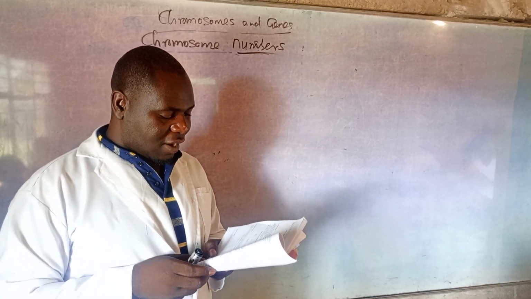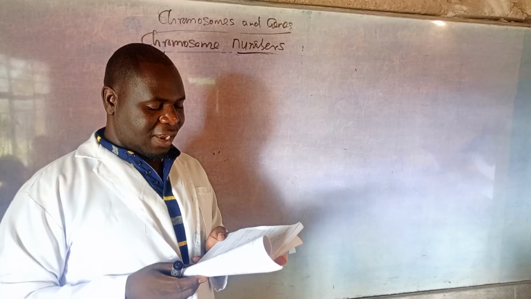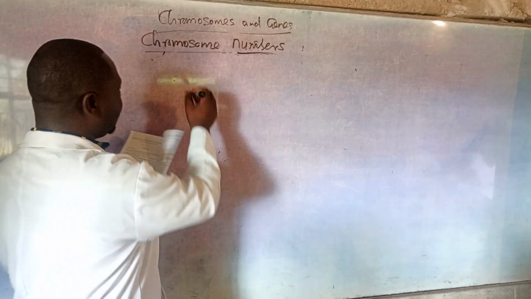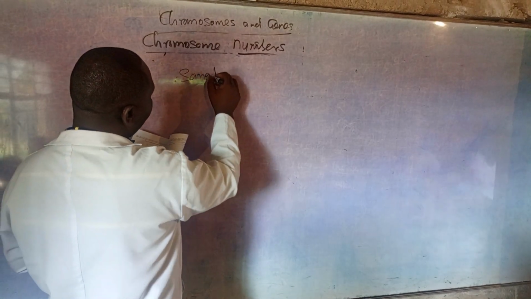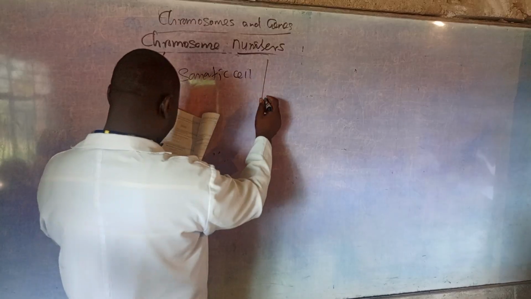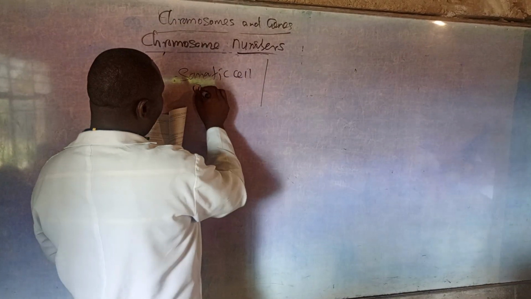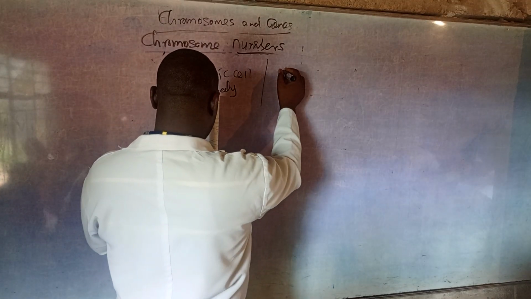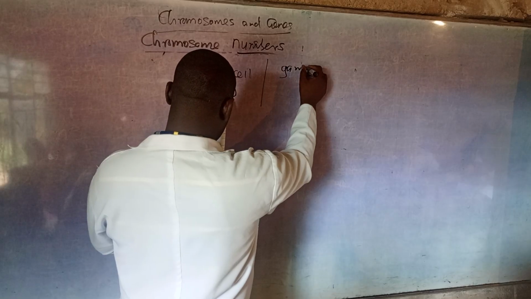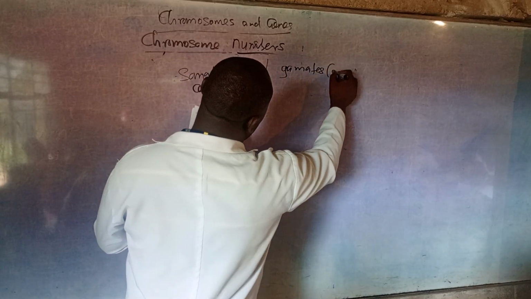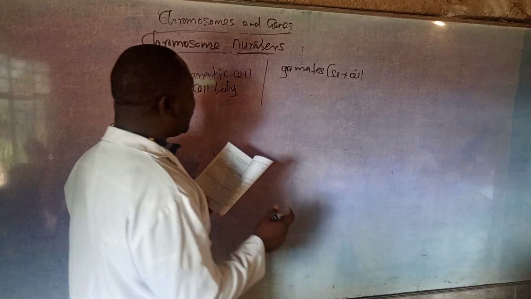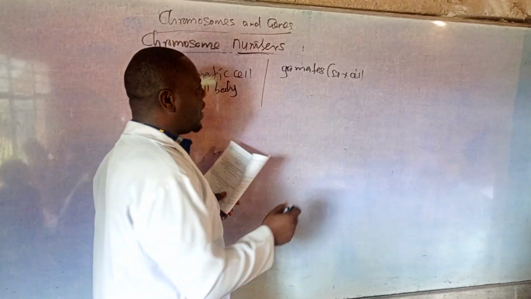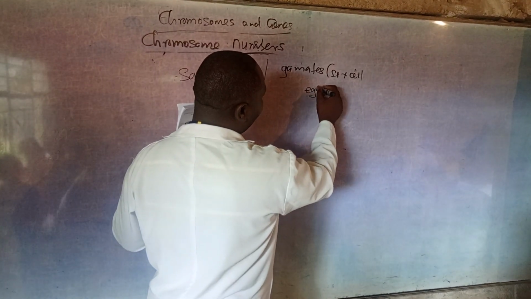Note that there are two kinds of cells in organisms that reproduce sexually, namely the somatic cell, which we call the body cell, and the gamete, which is the sex cell. A gamete, for example, is an egg or a sperm.